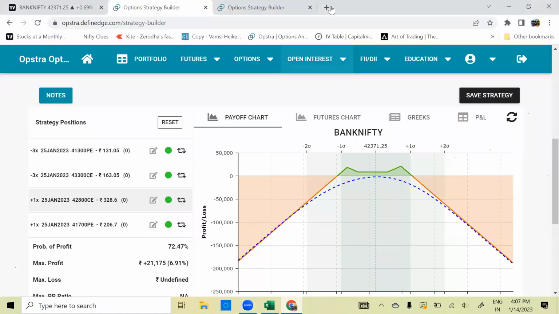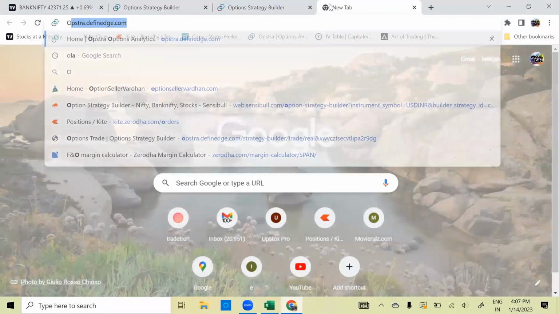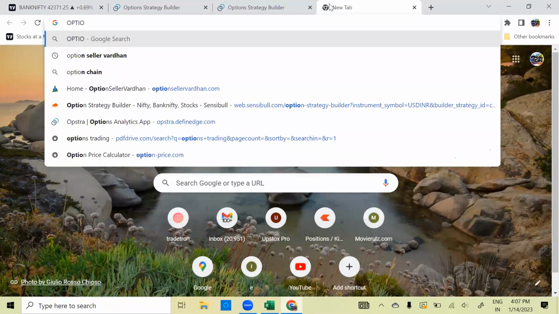Yeah, this live trade, actually we have done one trade. I will show you.